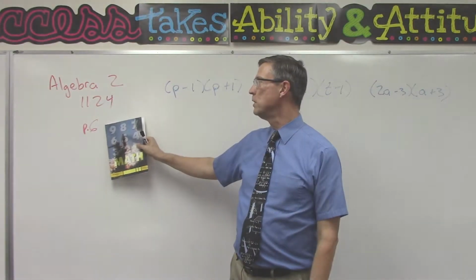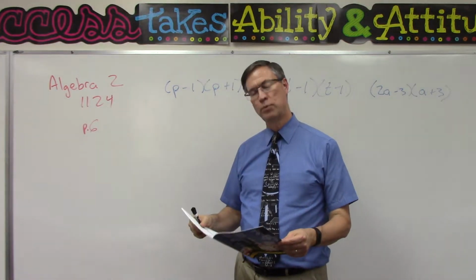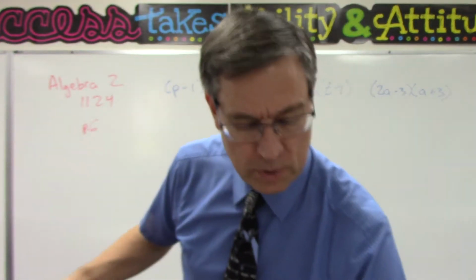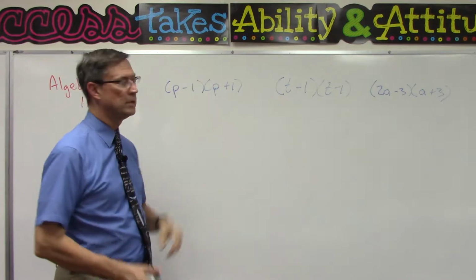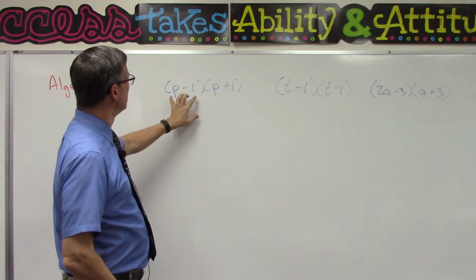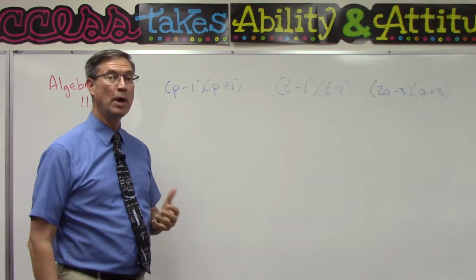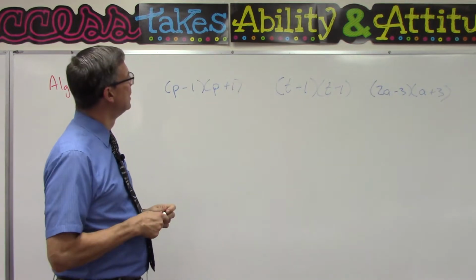Quickie lesson here on page 6 of 1124. This is kind of fun. Hopefully you remember doing this back in Algebra 1. Product of two binomials. Don't let that word binomial scare you. Binomial just means we have two terms inside of parentheses. So this is this binomial times this binomial. So we call it the product, answer to multiplication, of two binomials.